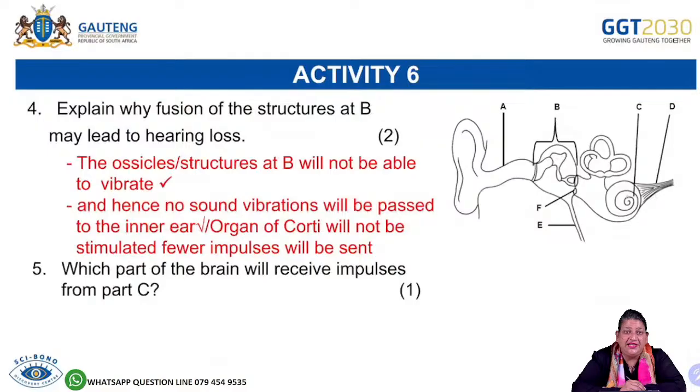Which part of the brain gets an impulse? It's carried by the auditory nerve, but the part of the brain is the cerebrum. Please don't get confused between cerebrum and cerebellum. Cerebrum is for interpreting sound and cerebellum is for balance.